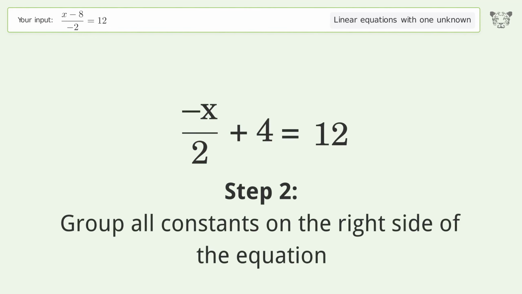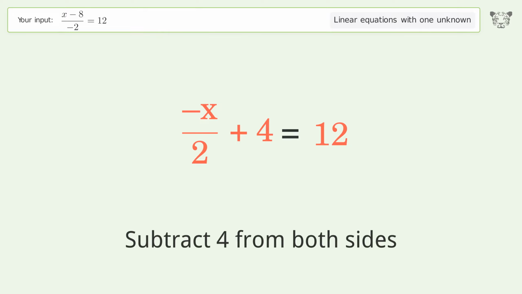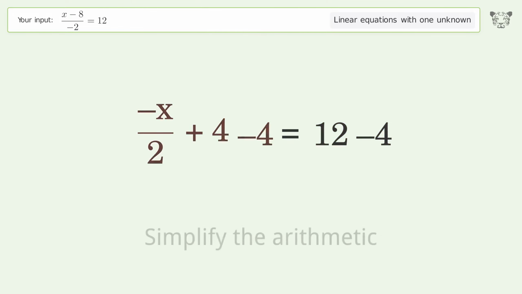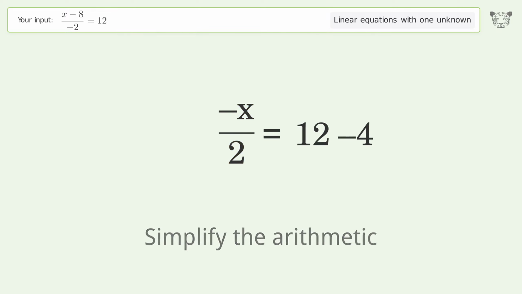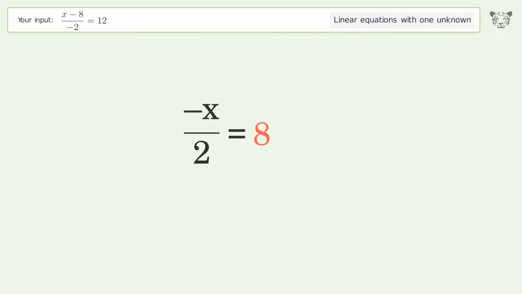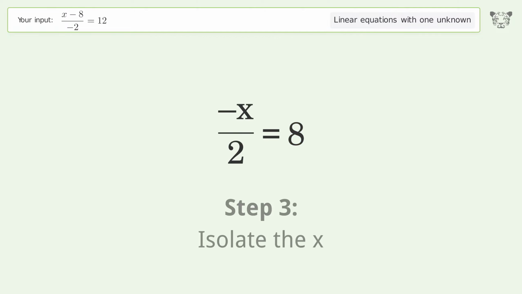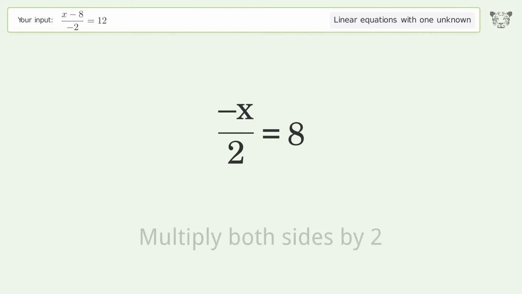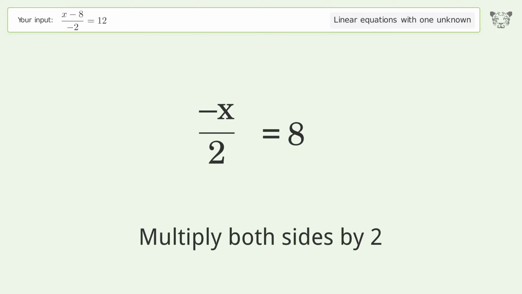Group all constants on the right side of the equation. Subtract 4 from both sides. Simplify the arithmetic. Isolate the x. Multiply both sides by 2.